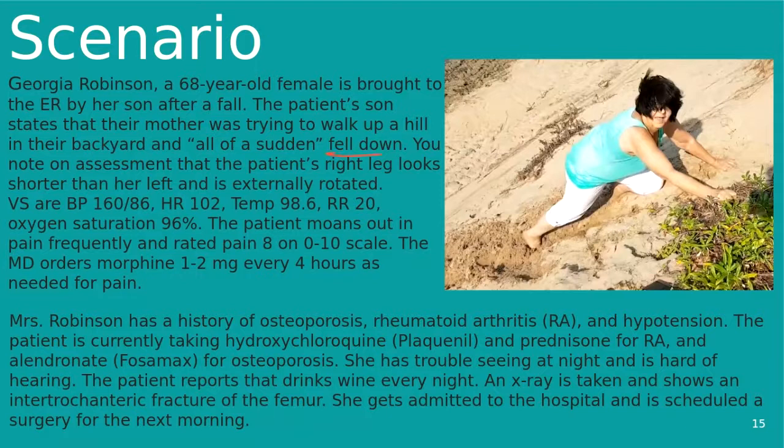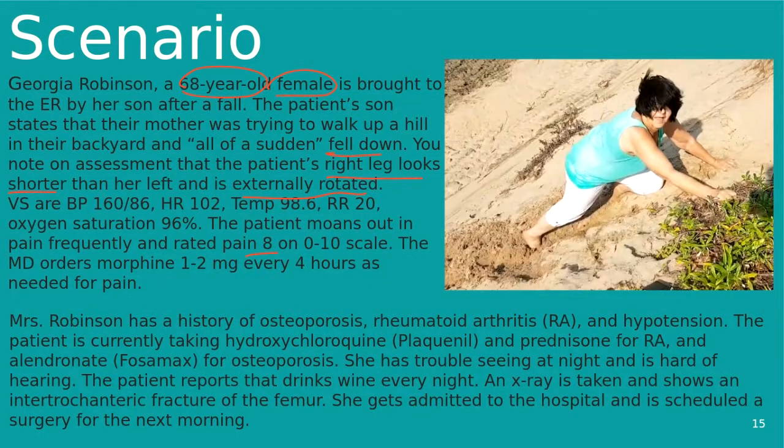So vital signs: heart rate is 102, temperature is 98.6, respiratory rate is 20, oxygen saturation is 96. The patient moans out in pain frequently and rated pain 8 on a 0 to 10 scale. The doctor orders morphine 1 to 2 milligrams every 4 hours as needed for pain.